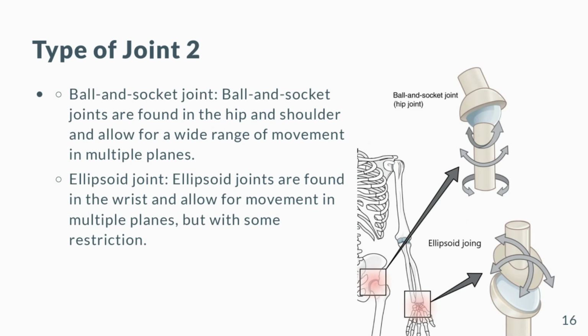Ball and socket joint. Ball and socket joints are found in the hip and shoulder and allow for a wide range of movement in multiple planes. They consist of a ball-shaped end of one bone fitting into a cup-shaped socket of another bone.